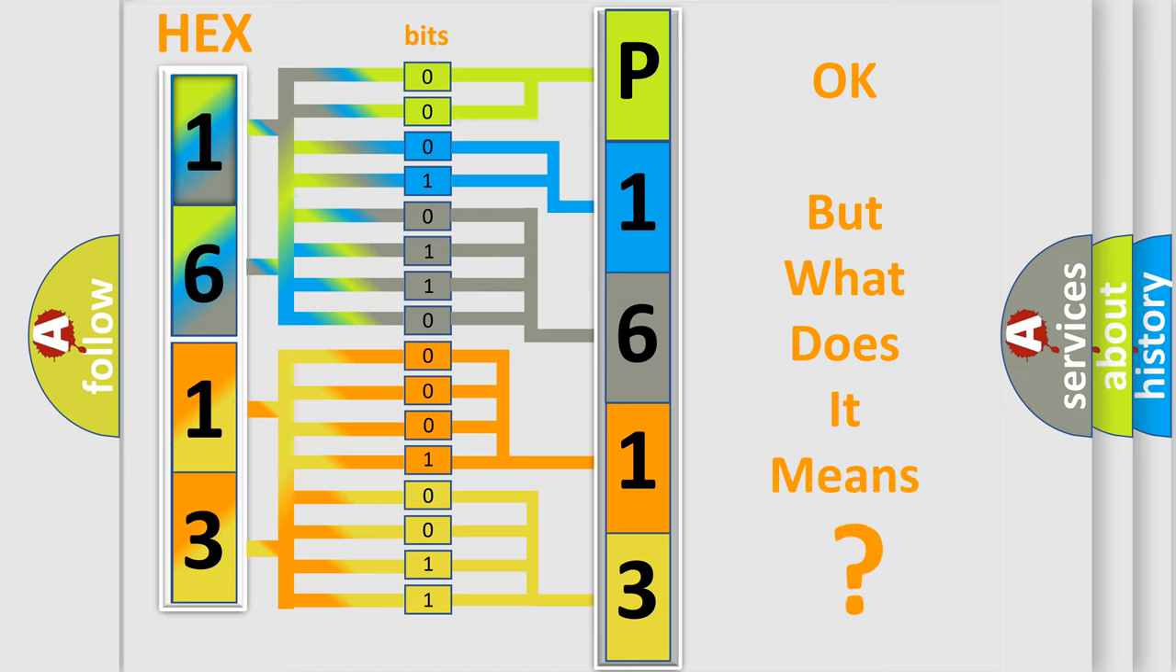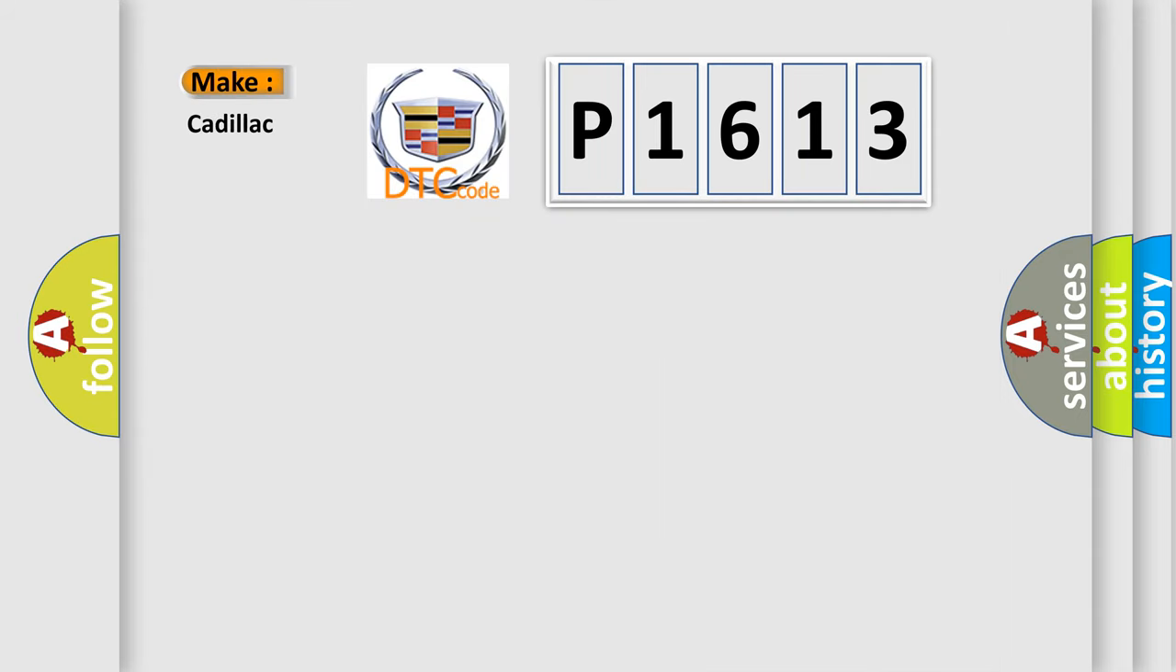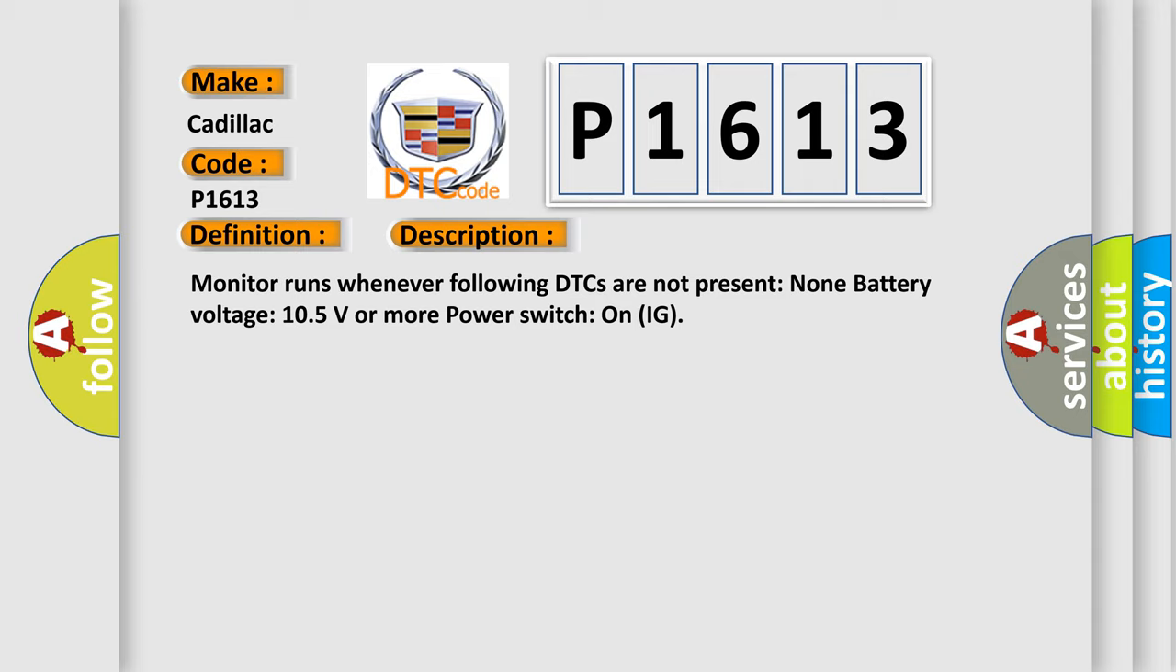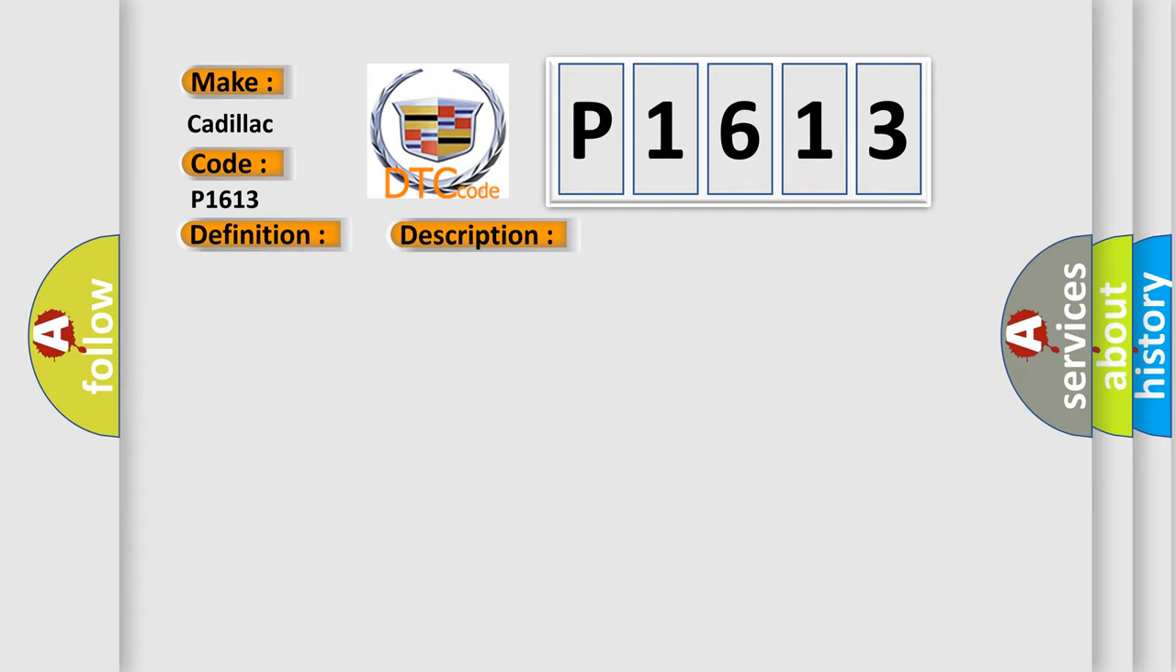The number itself does not make sense to us if we cannot assign information to what it actually expresses. So, what does the diagnostic trouble code P1613 interpret specifically for Cadillac? The basic definition is high-speed CAN communication bus. And now this is a short description of this DTC code. Monitor runs whenever the following DTCs are not present: none; battery voltage 10.5 volts or more; power switch on IG. This diagnostic error occurs most often in these cases: CAN communication bus circuit, faulty module.